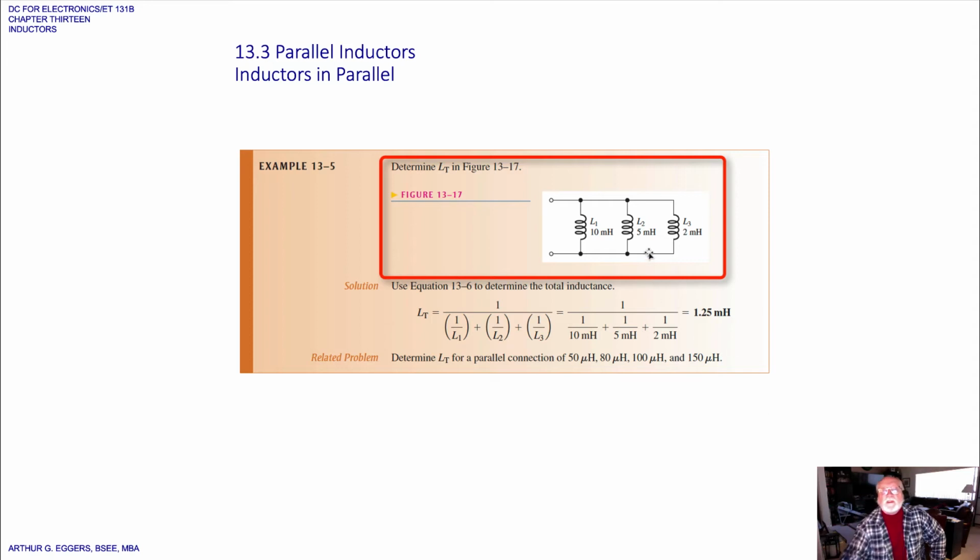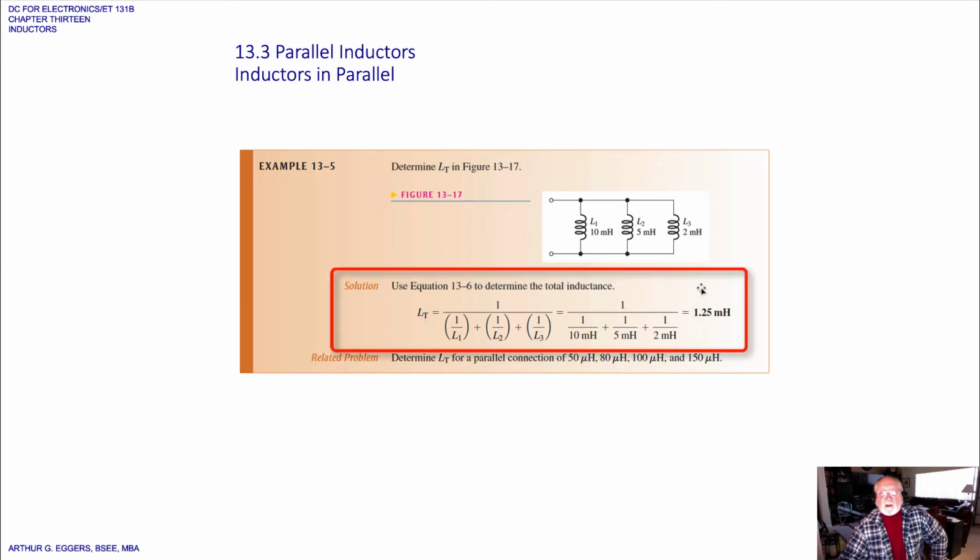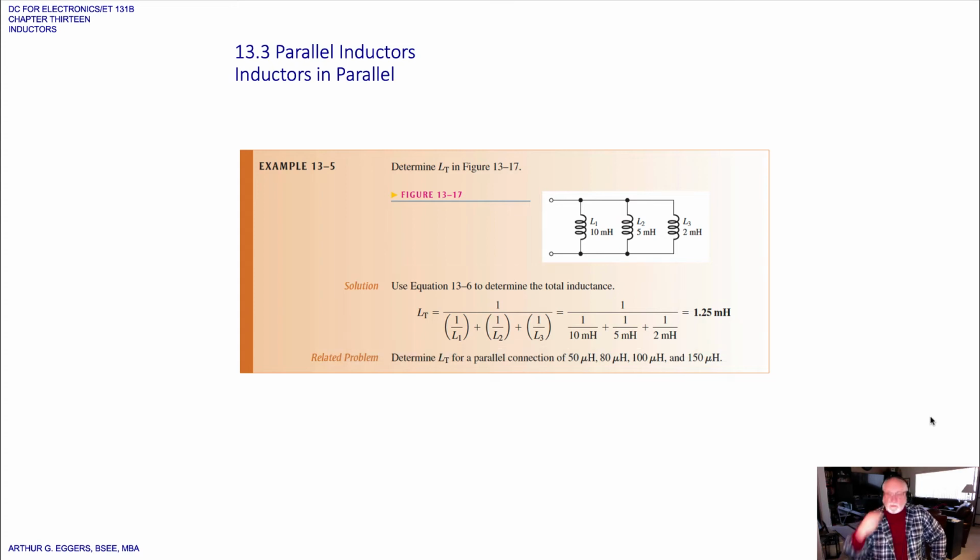Another simple example. We've got a 10, a 5, and a 2 millihenry inductor in parallel. So we apply the general expression, L total for the three inductors, 1 over L1, 1 over L2, 1 over L3, summed in the denominator. When we sum them and take the inverse, we get 1.25 millihenry. So it's just like our resistors. That should be pretty simple and not a difficult task for you at this point in your electronic technician career.